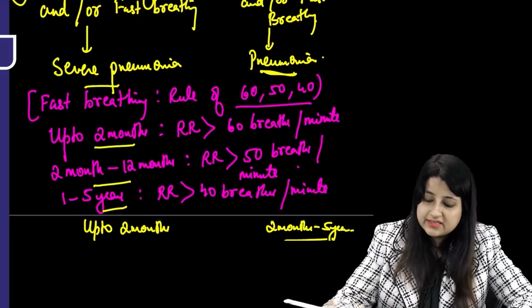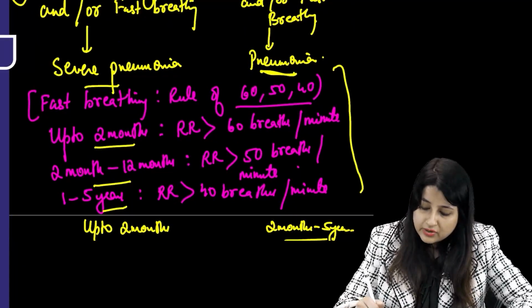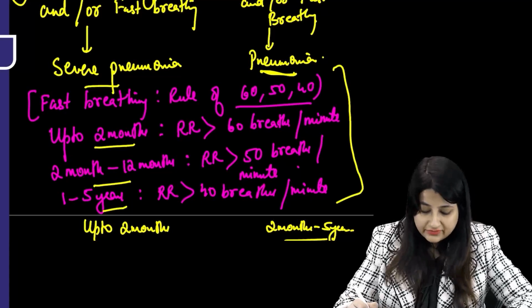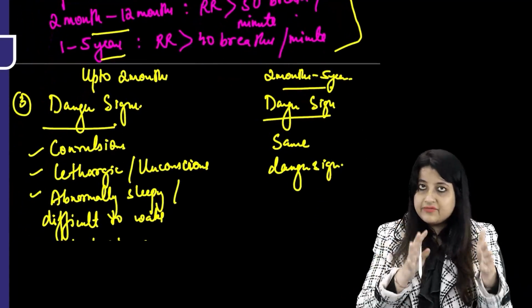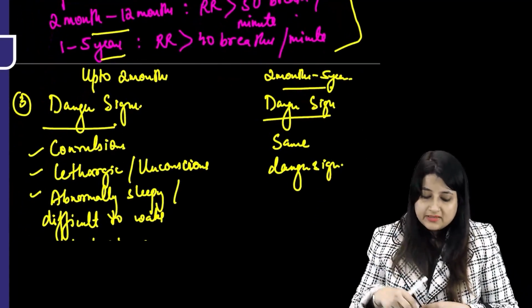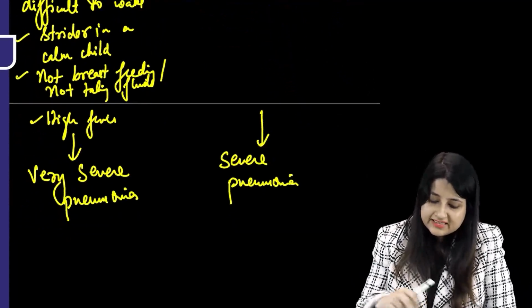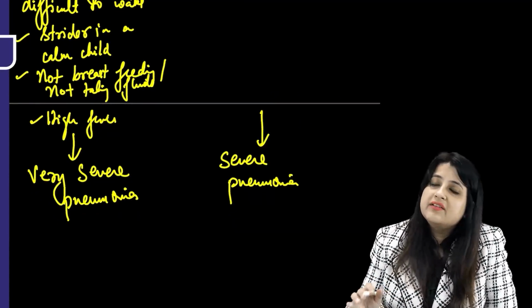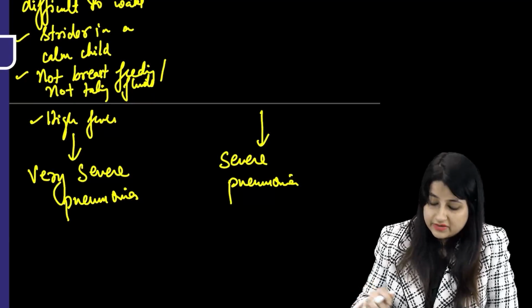2 months to 5 years, it is pneumonia. And how are you going to classify fast breathing? Rule of 60-50-40. Then, if danger signs are there, up to 2 months, you will assess as very severe pneumonia, and 2 months to 5 years, you will assess as severe pneumonia.